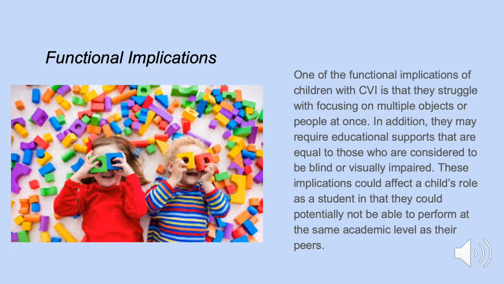Functional implications. One of the functional implications of children with CVI is that they struggle with focusing on multiple objects or people at once. In addition, they may require educational supports that are equal to those who are considered to be blind or visually impaired. These implications could affect a child's role as a student in that they could potentially not be able to perform at the same academic level as their peers.